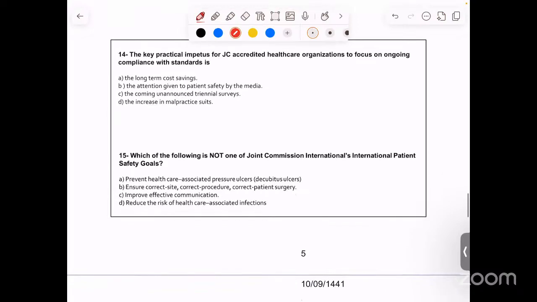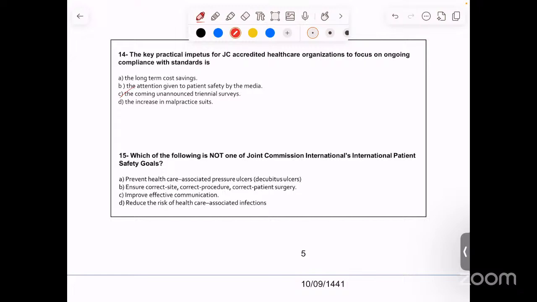What's the answer here? One of the key factors in ensuring continuous compliance with standards is the unannounced triennial survey, the presence of unannounced visits by regulatory bodies. So which is letter C, the coming unannounced triennial surveys. Because if non-compliance is found, it results in penalties and higher costs, right? So this forces the organization to maintain continuous compliance rather than just preparing for scheduled audits.